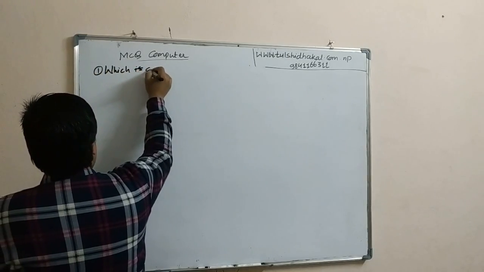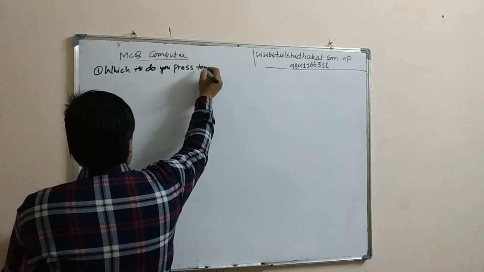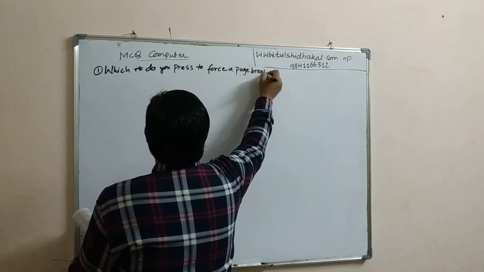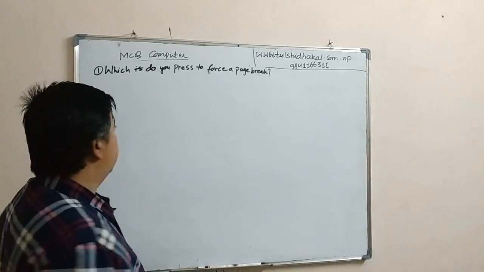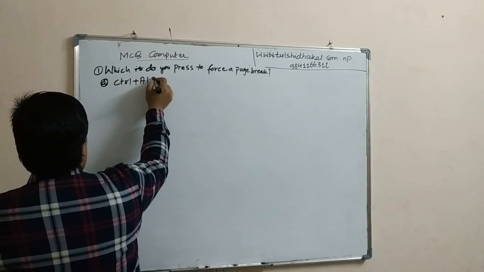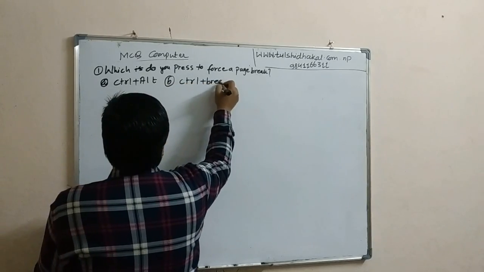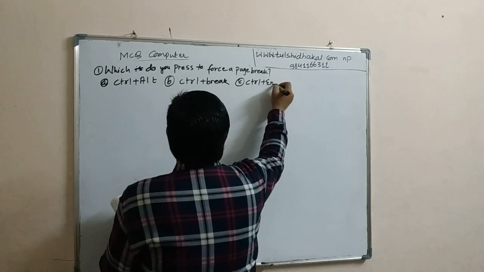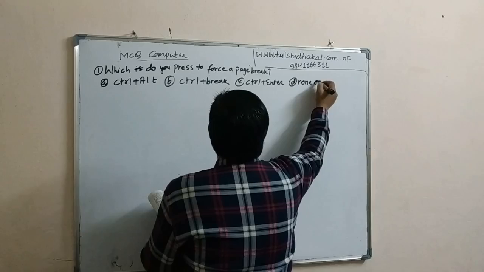Which key do you press to force a page break? What is the shortcut key that you use to force a page break? Option number A, Control plus Alt. Option number B, Control plus break. Option number C, Control plus enter. And option number D, none of the above.